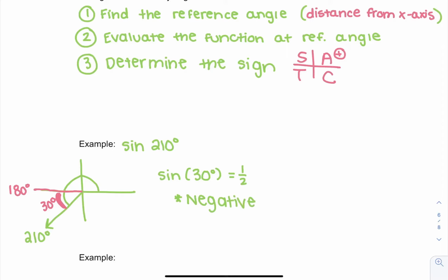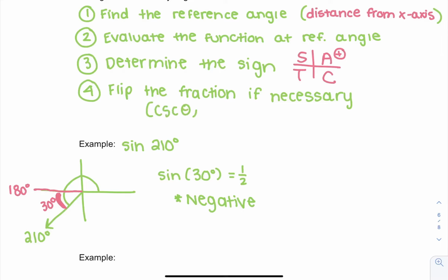And now sometimes we have to do one more step. So our last step is to flip the fraction if necessary. And what that means is, not unnecessary, if necessary. So we remember we have those three extra functions. So we have cosecant of theta, secant of theta, and cotangent of theta. And if it's one of those, we have to flip the fraction. In this case, we're just working with sine, so we don't have to flip.